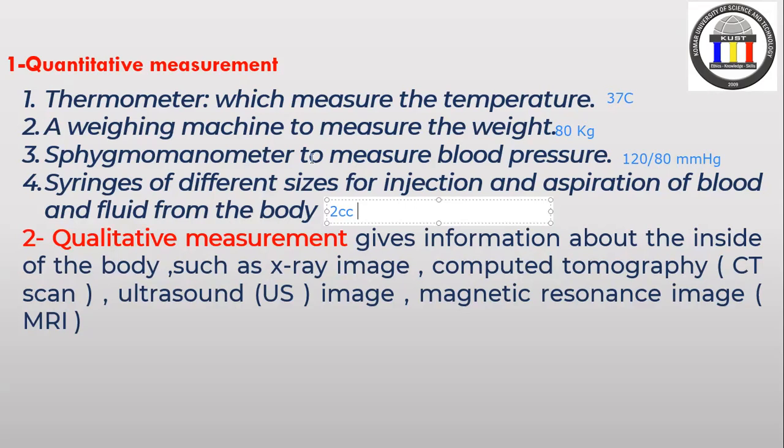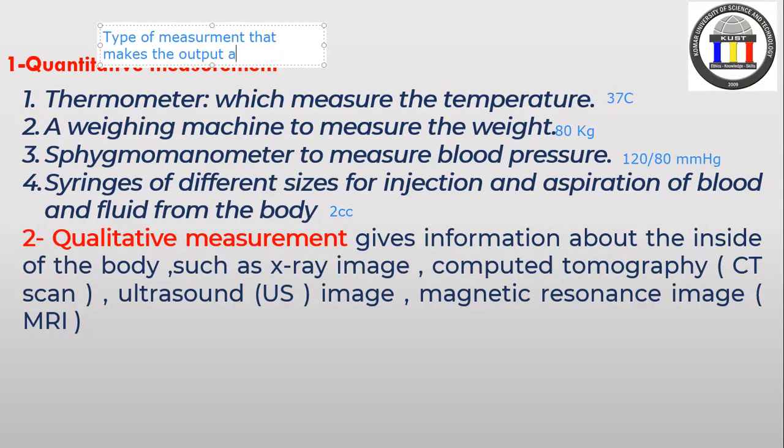So quantitative measurement, I will write here, is the type of measurement that makes the output as numbers. Like, for example, a thermometer, weighing machine, and so on.